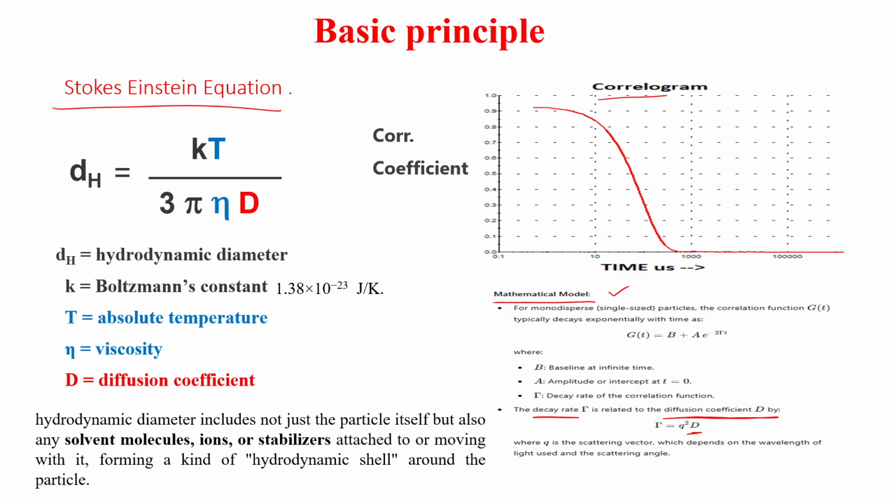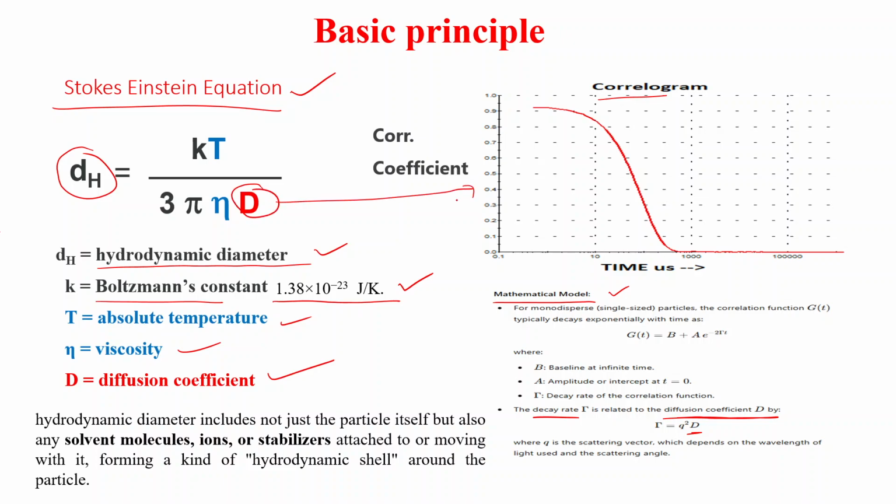This is the Stokes-Einstein equation. Here dh is the hydrodynamic diameter. k is the Boltzmann constant, whose value is 1.38 times 10 power minus 23 joule per Kelvin. Then we have the absolute temperature, then viscosity, and then the diffusion coefficient. So the diffusion coefficient, which is obtained from this correlogram, will be put in this formula, and then we will have the value of the hydrodynamic diameter.